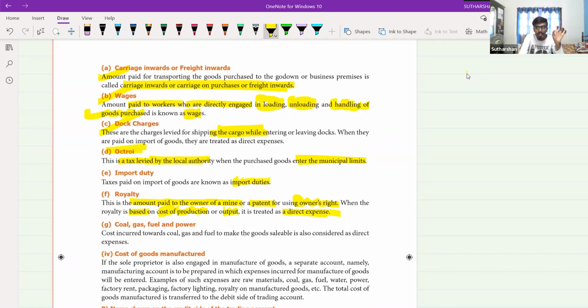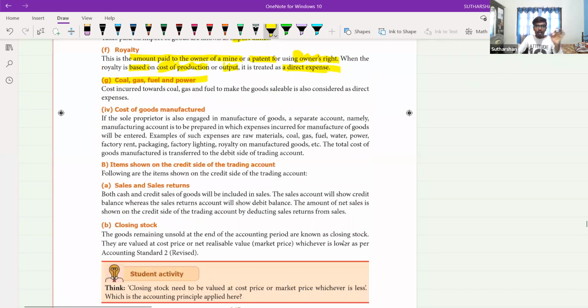Coal, gas, and fuel or other fuel, goods saleable. Okay, இதெல்லாம் வந்து fuel charges. Commonly we can call it fuel charges. Then cost of goods manufactured. If the sole proprietor is also engaged in manufacture of goods, if an individual is also doing manufacturing, a separate account, namely the manufacturing account, is prepared. பொருளை உற்பத்தி பண்றதுக்கு எவ்வளவு செலவு பண்ணன்னு கண்டுபிடிக்கிறதுக்கு நம்ம ஒரு அக்கவுண்ட் ஓபன் பண்ணுவோம். அந்த அக்கவுண்ட் பேர் தான் மேனுஃபேக்சரிங் அக்கவுண்ட்.